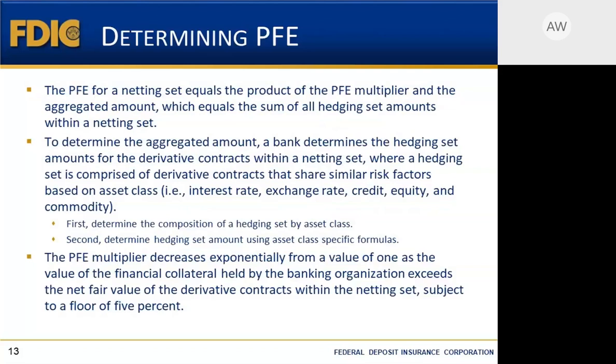PFE multiplier. PFE is the product of the multiplier plus the aggregate amount, where the PFE multiplier decreases exponentially from a value of 1 to recognize the amount of any excess collateral and the negative value of derivative contracts within the netting set. The aggregated amount accounts for full or partial offsetting among derivative contracts within a hedging set that share an economic relationship, as well as observed volatilities in the reference assets, the maturity of the derivative contracts, and the correlation between the derivative contracts and the reference exposure, long and short.